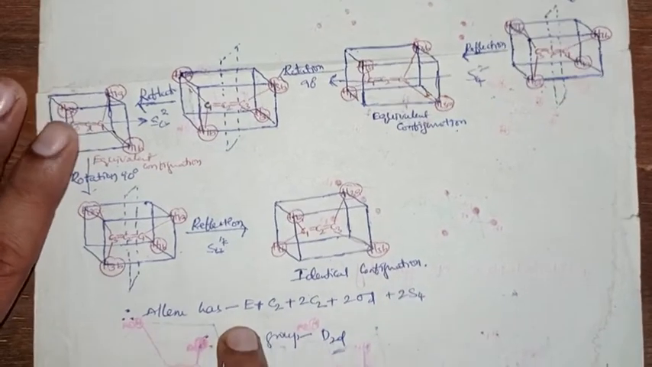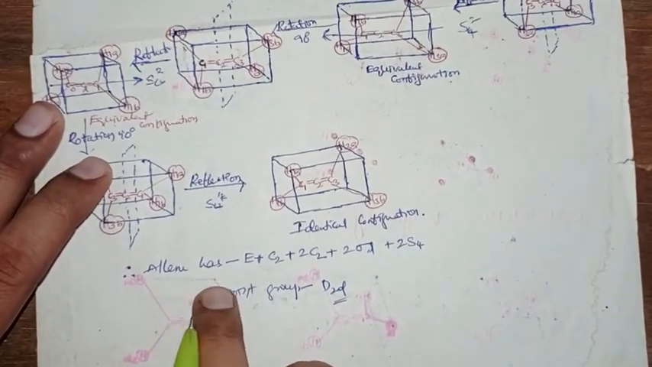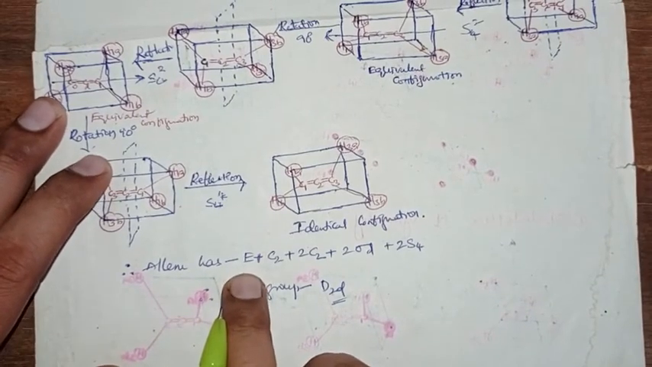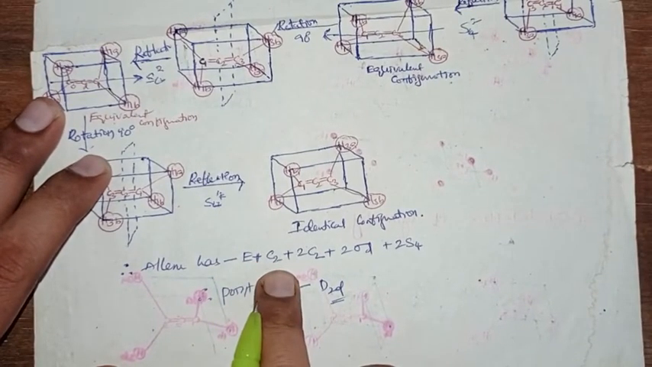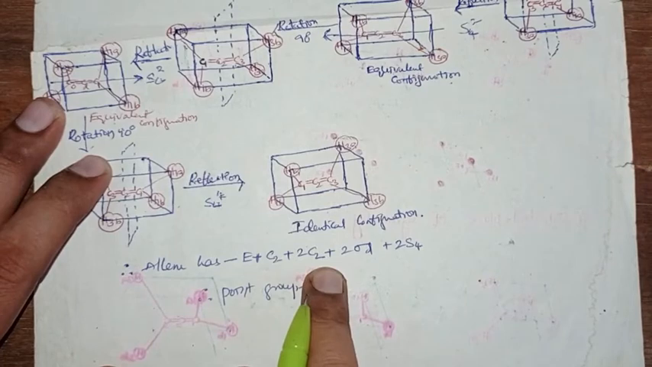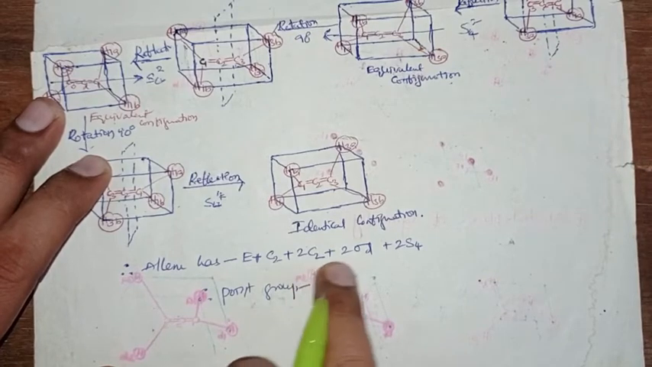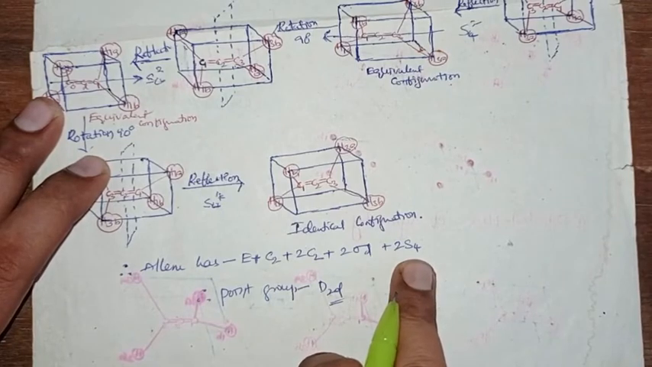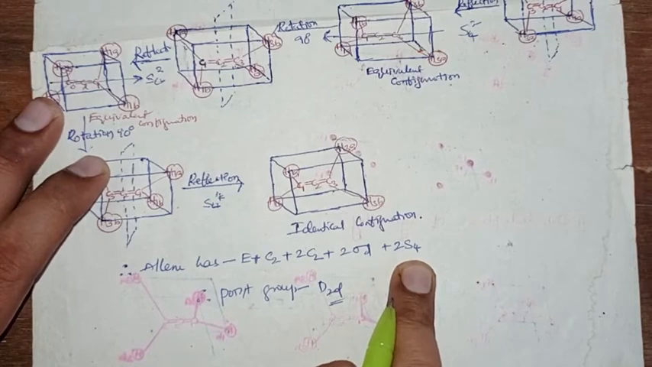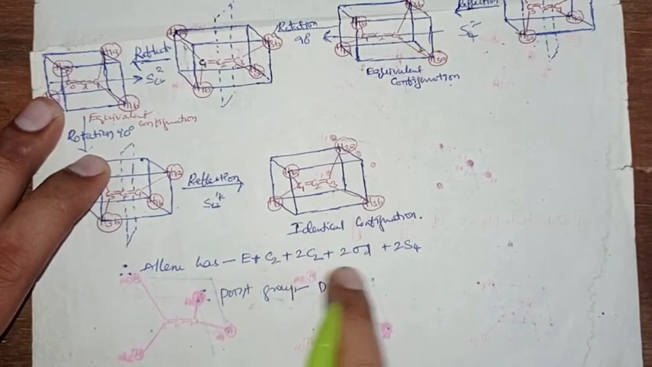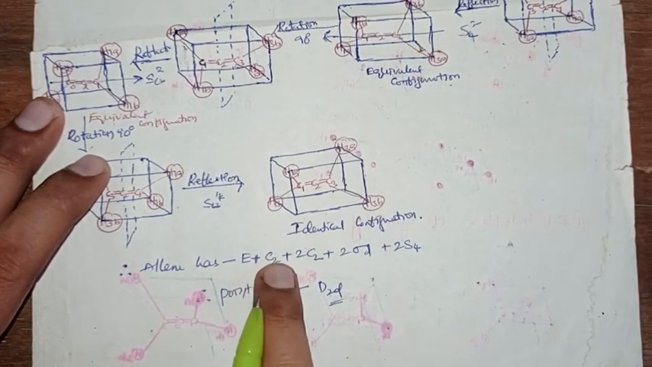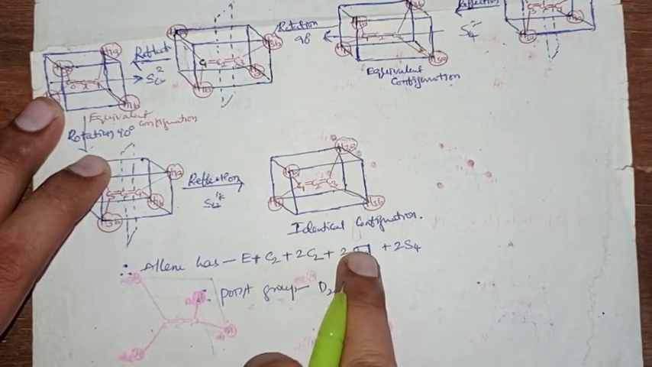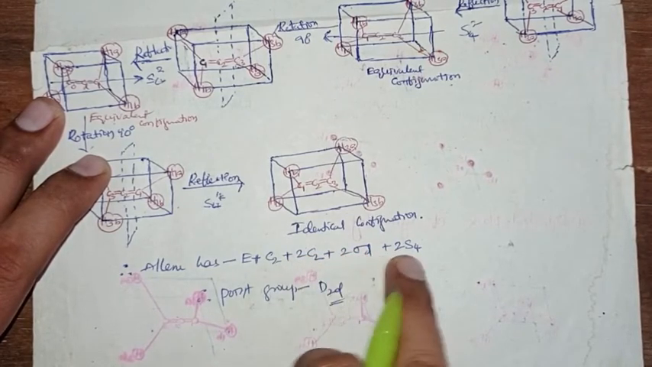Overall, the allene molecule consists of the identity, one principal twofold rotational axis, two secondary twofold rotational axes, two dihedral planes, and two fourfold improper axes, S41 and S43. So overall, 1 plus 1 is 2, 2 plus 2 is 4, 4 plus 2 is 6, 6 plus 2 is 8: all eight elements.